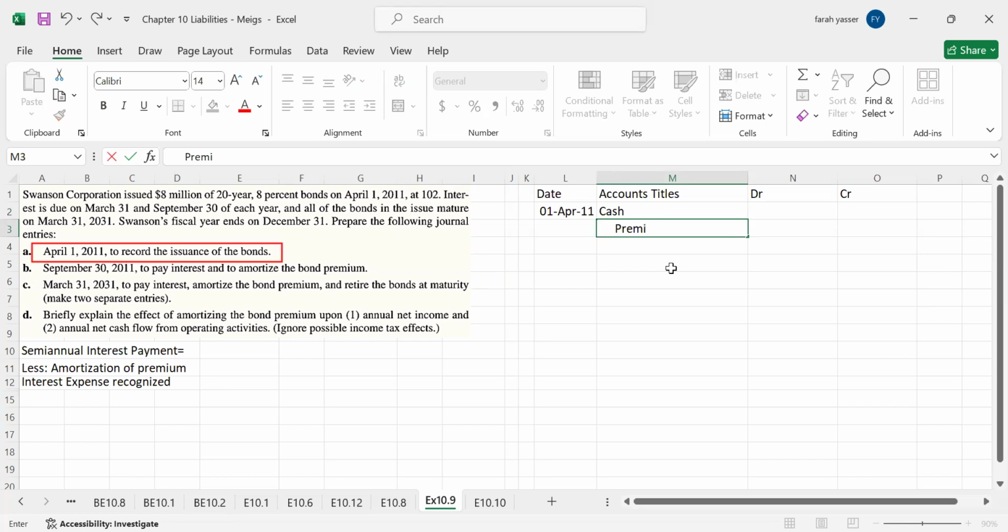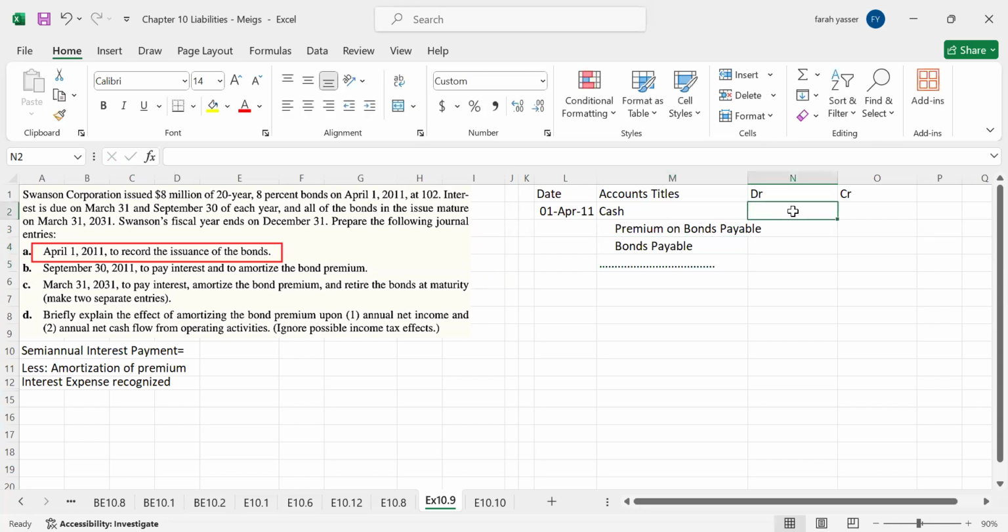So premium on bonds will be credited, and then bonds payable, a liability, will be credited. So this is the entry. How are we going to calculate the amount? First of all, cash. How much cash is the company getting? The 8 million bond issued at 102 rate, so the company will get $8.16 million.